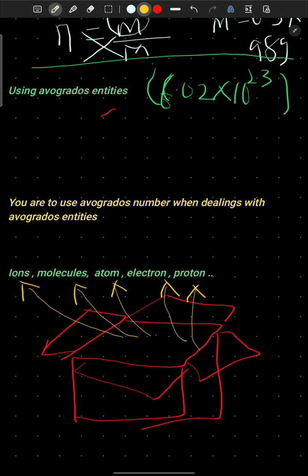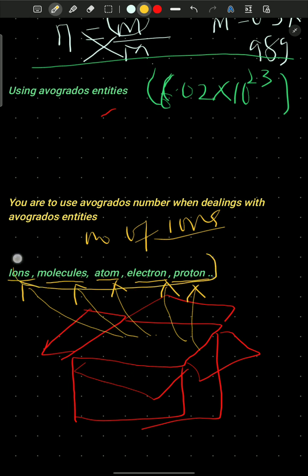So it simply means that anytime a question asks you to find the number of mole, like all the ones you have been solving, I've been mentioning find the number of mole, find the number of mole. Good. But I've not asked you to find the number of ions. So the moment you are asked to find the number of ions, the number of molecules, the number of atoms, the number of electrons or protons, these are called Avogadro's packages. So anytime a question mentions Avogadro's packages, don't waste your time. You are to use Avogadro's number.